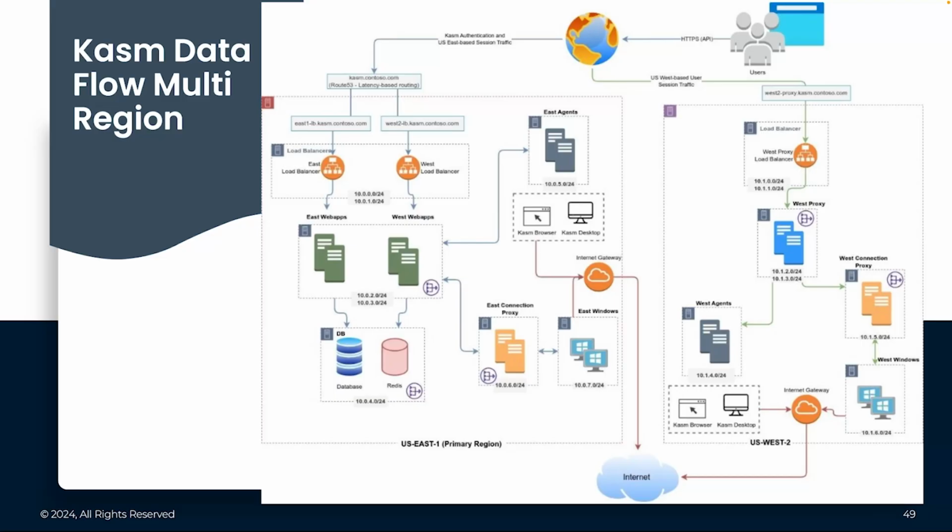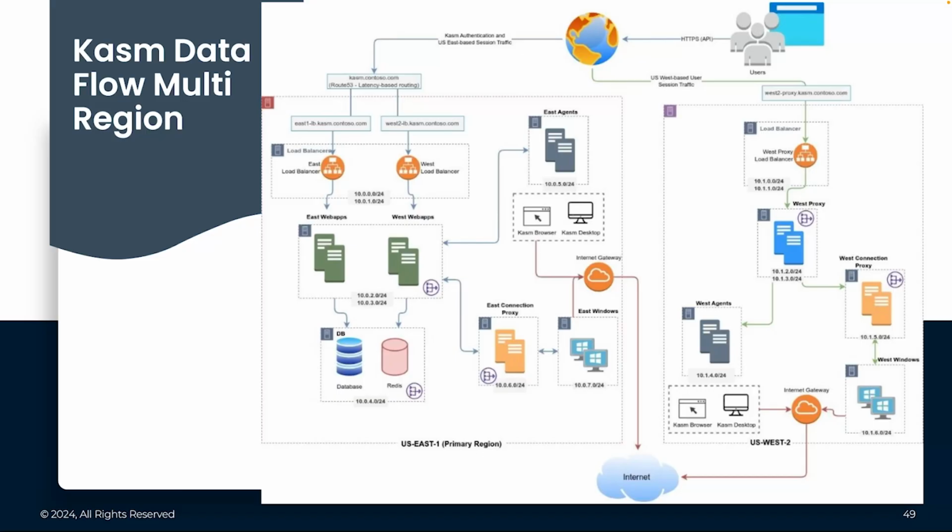So depending on where that is, if they hit the West load balancer, then they will end up hitting the West web apps. One thing to keep in mind here is, notice everything in this left box is US East 1. It is the primary region.